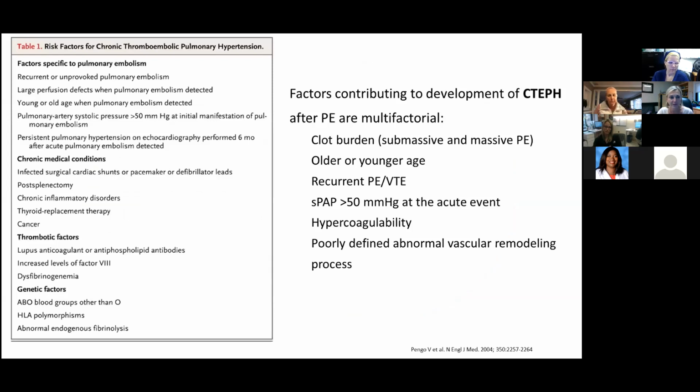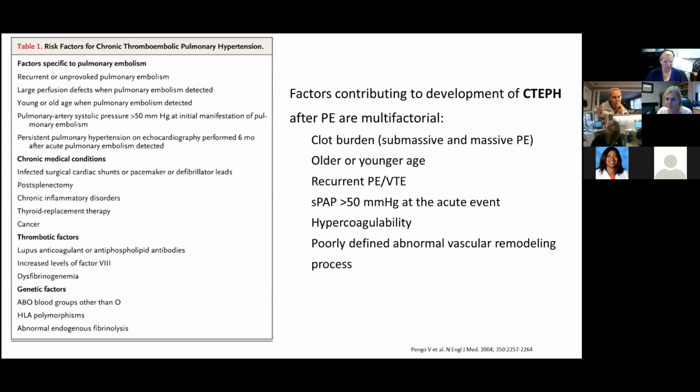So what are the risks for chronic thromboembolic pulmonary hypertension? On the left, you see a big table that comes from a big article published in the New England Journal of Medicine in 2004 that lists all of the known factors at that time. But I pulled out some of them that seem to be most pertinent.